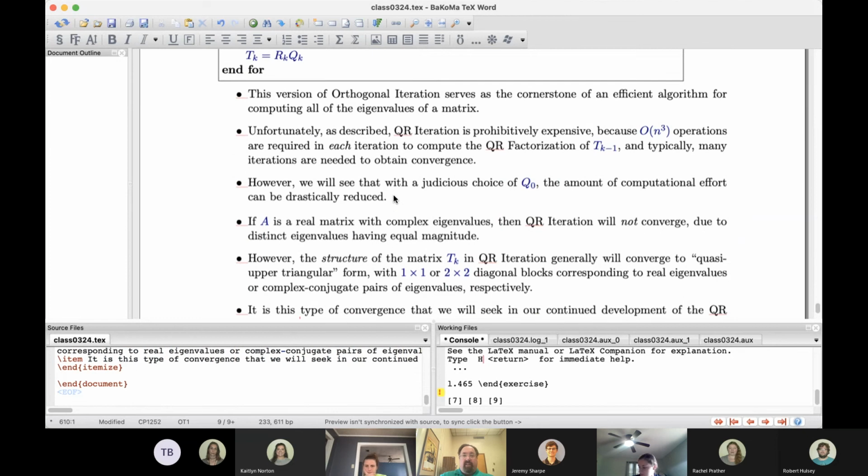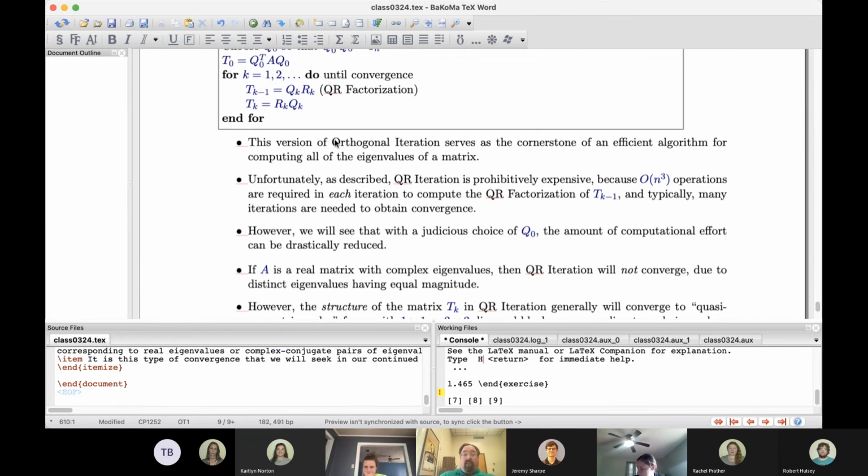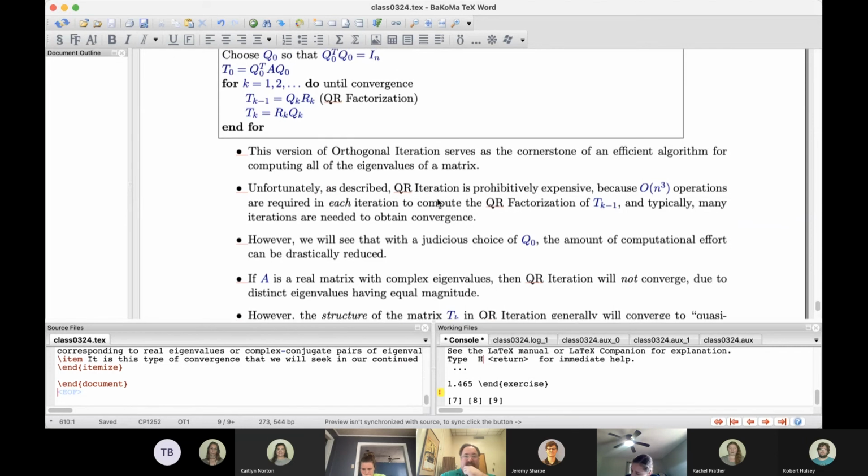Now, this is our starting point for a real algorithm for computing eigenvalues. This is still not efficient. A QR factorization takes order n cubed operations, and you're doing this every iteration. So the overall work would be at least order n to the fourth. That's way too slow. But it will be possible to make this matrix T_0 simpler in structure to reduce the work somewhat.